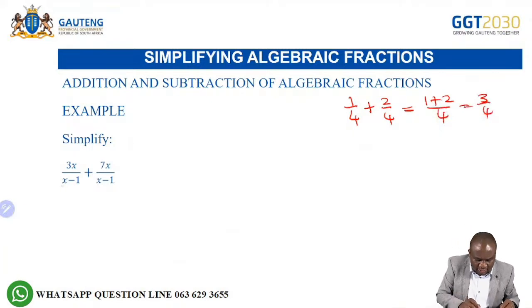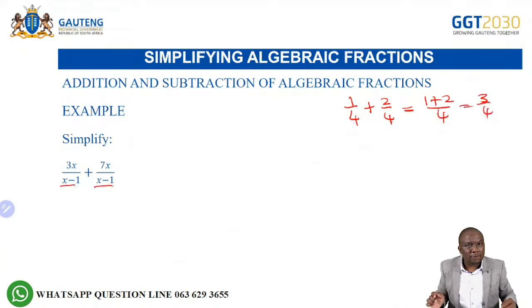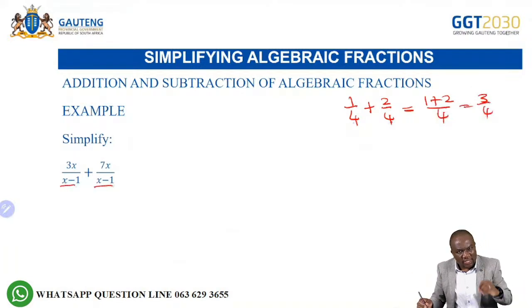And then if you check this one here, the denominators are the same, just like we have 4 and 4 there. So we can just add the numerators. We can just say 3x plus 7x. That's why when we are adding or subtracting fractions, we have to make sure that the denominators are the same so that we can add the fractions. So we use the lowest common denominator, which is actually the lowest common multiple.